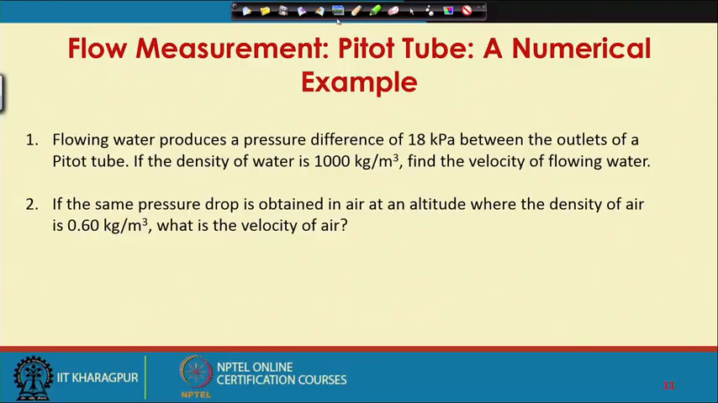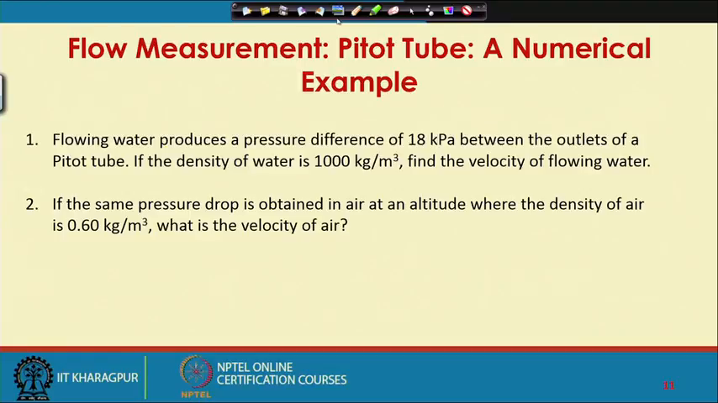So, the next part is, if the same pressure drop is obtained in air at an altitude where the density of air is 0.6 kg per meter cube, what is the velocity of the air? So, basically the same problem. Now, instead of water, we have air, and again the pressure drop is the same, 18 kilopascals. So, we have to find out the velocity of the air. If the same pressure drop is obtained in air at an altitude where the density of air is 0.6 kg per meter cube, what is the velocity of air?